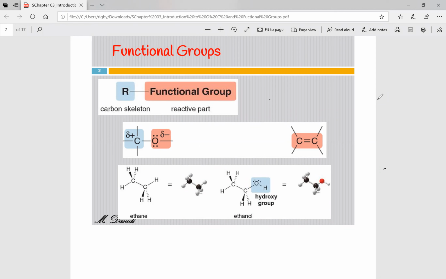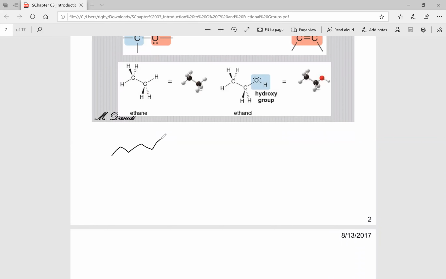So when we talk about carbon skeletons, generally we're just talking about carbon-carbon single bonds that are fully saturated with hydrogens. Now, what's important to note here is that the functional group, or the different parts of the functional group, are what is actually the reactive portion of a carbon molecule. So, for example, if I just had a carbon chain, such as this, it is not very reactive because we don't have any functional groups.